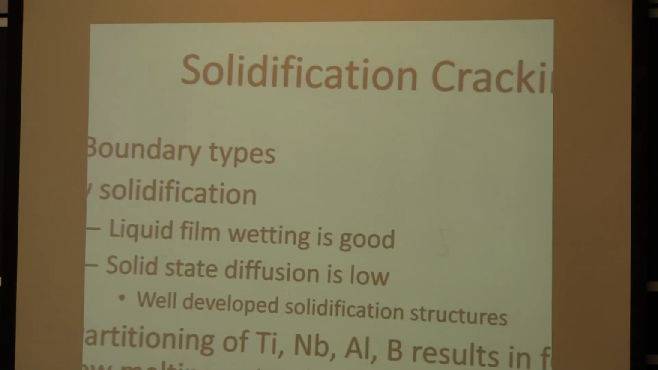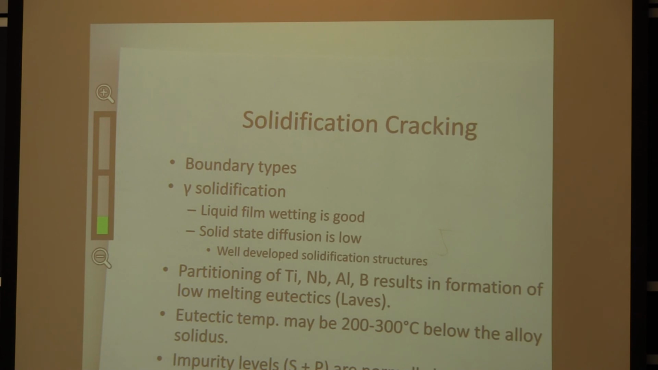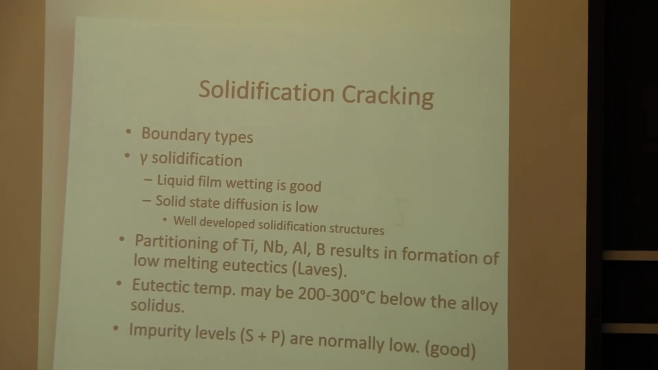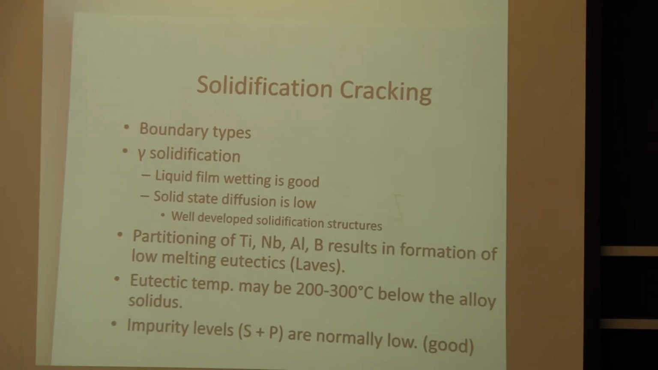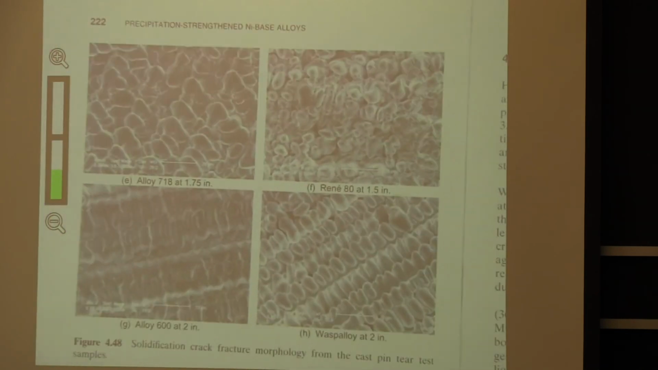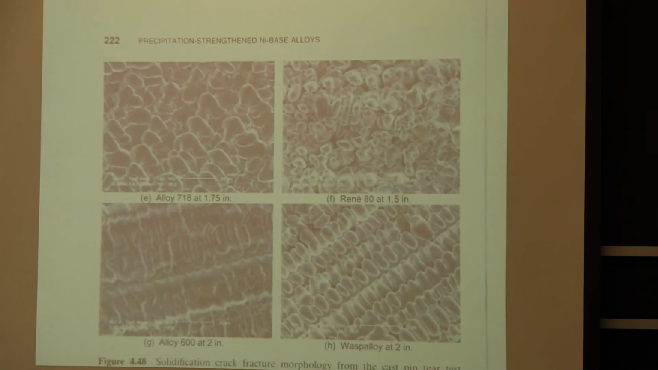So back to this slide. With gamma or with austenitic solidification, the liquid film wetting is good, and so what you get, and I wanted to show you a picture of this too, actually. These are some actual fracture surfaces of some solidification cracks in nickel-based alloys. And you can see the very well-defined dendritic structure, and it almost does look like there's a liquid film over those. And so as they pulled apart, it's due to that stress and low melting phase that was along those final solidification grain boundaries.